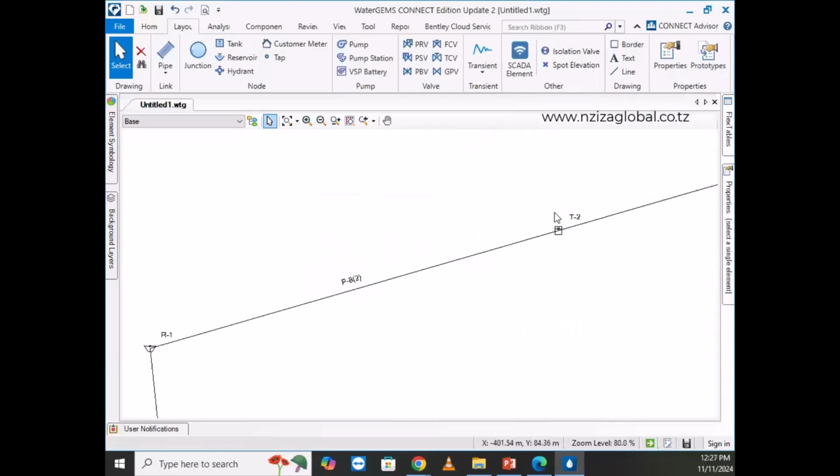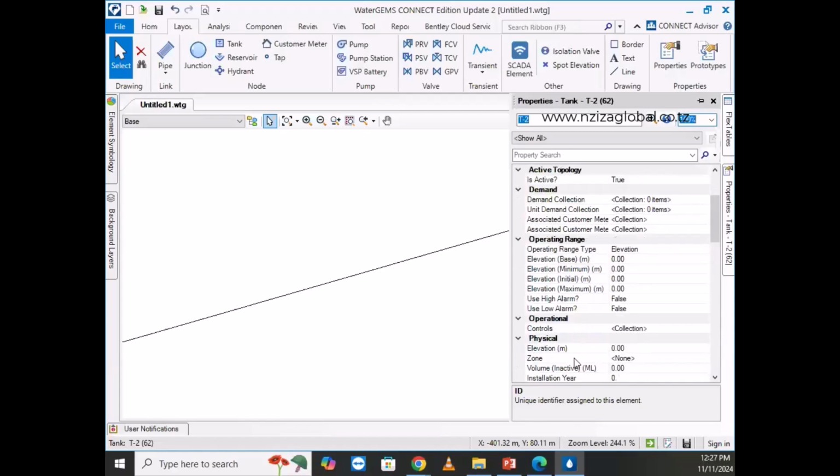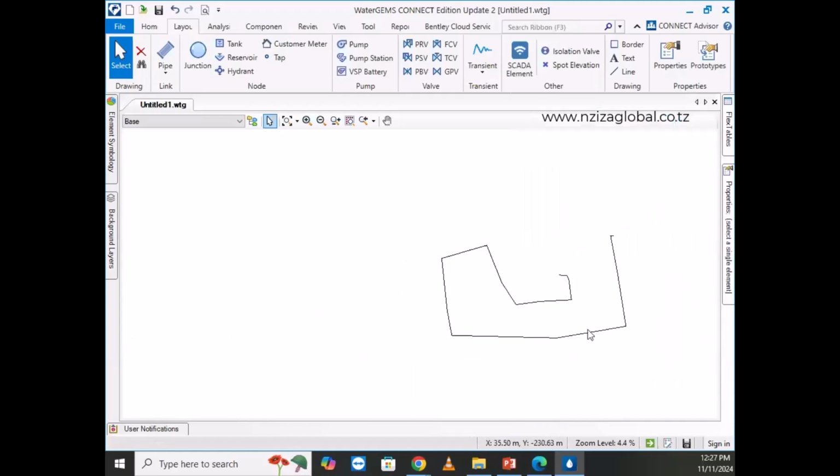But for the tank, as I told you before, they will ask you many elevations. They will ask you a base elevation, where the base of the tank is. They will ask you ground elevation, the one that you took from the field. They will ask you minimum elevation, initial elevation, maximum elevation. All of those depend on the water. On the tank, they ask you all of those things.